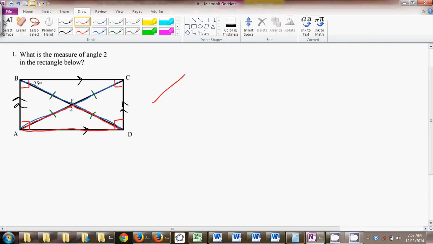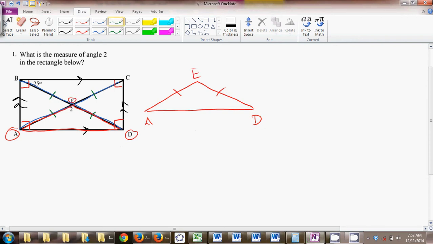That's kind of what I'll eventually be coming to. Ooh, that's not very good. Let's make it a little bit better. That's what I'll eventually be coming to. This is A, right? A, D, and E. Okay? Well, let's bring our attention back to the rectangle.